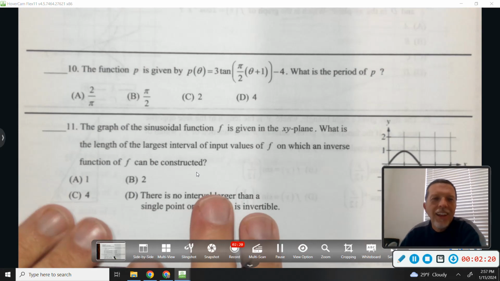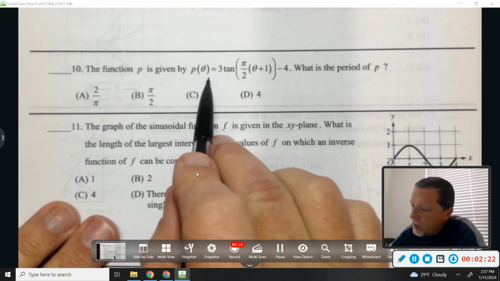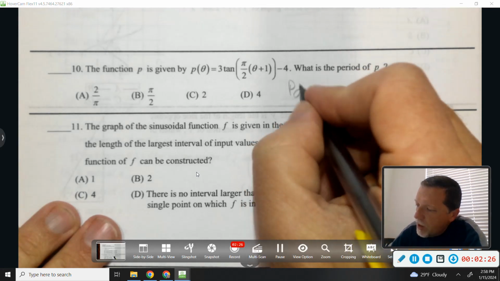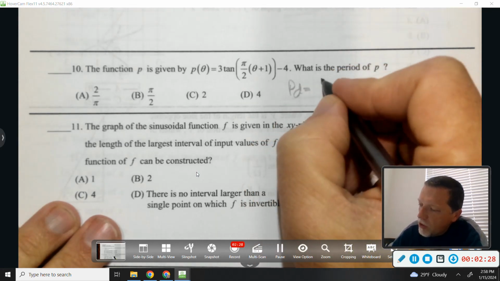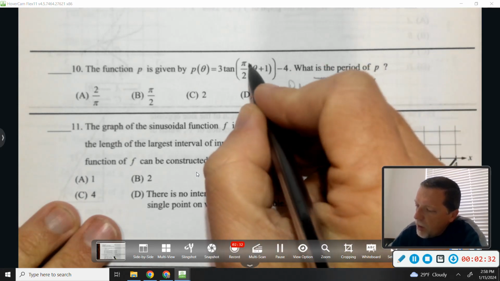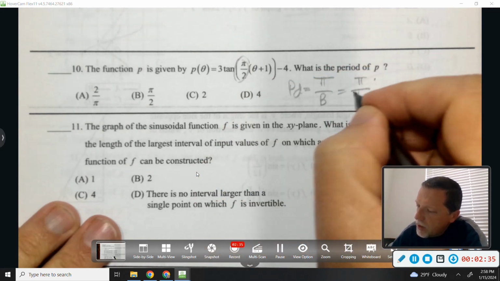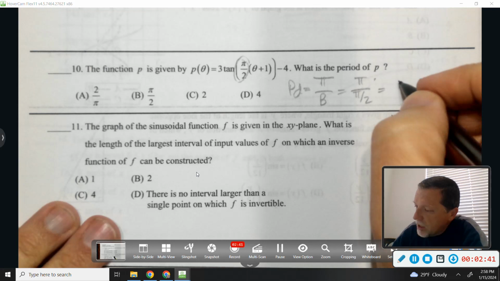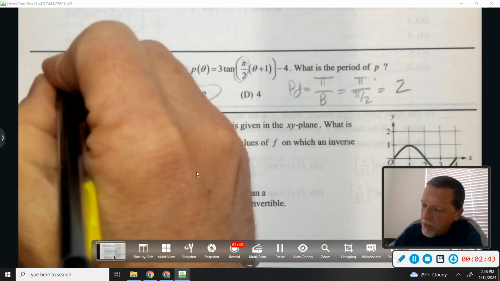Number 10. Function P is given by this. What is the period of P? Oh, we like this one. This is a straightforward one, as long as you remember that the tangent period is pi over b. So pi over 2. So keep it, change it, flip it, or just know how things work. Whatever, you get a period of 2.